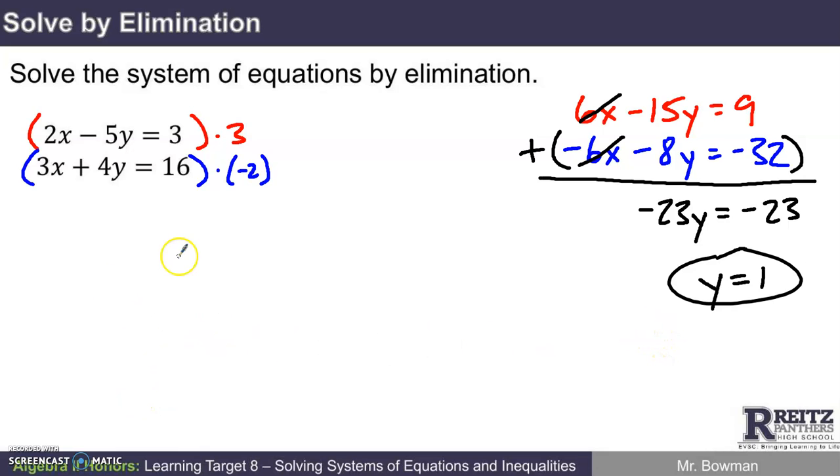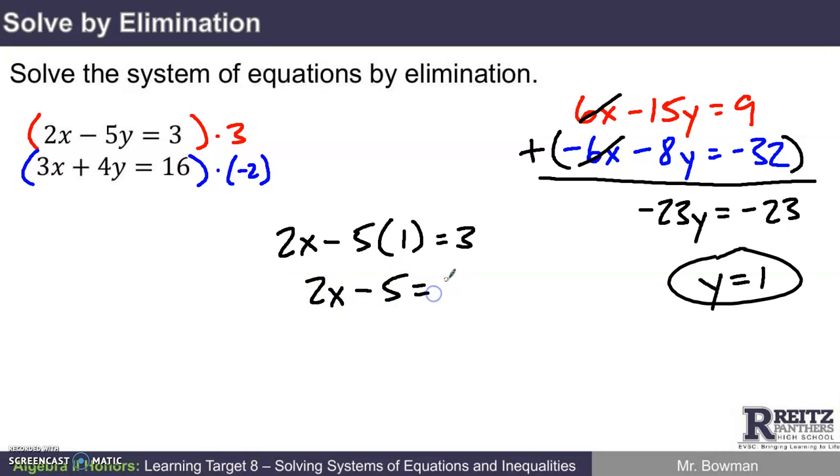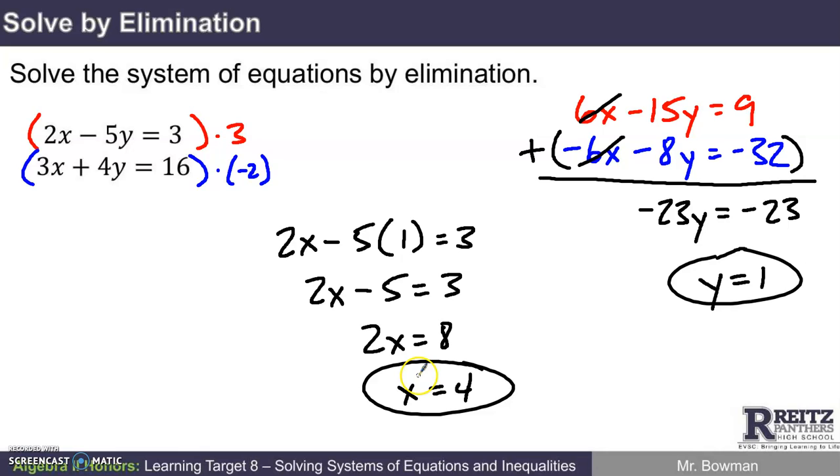Now I've got to pick one of the original equations to find x. I think I'll pick the top one because the numbers are a little bit smaller. So 2x minus 5 times y, which we know is 1, right, equals 3. And 5 times 1 is 5. I've got 2x minus 5 equals 3. If I add 5 to both sides, make sure you add 5 to both sides, I get 2x is 8, or x is 4. My solution here is the ordered pair 4, 1.